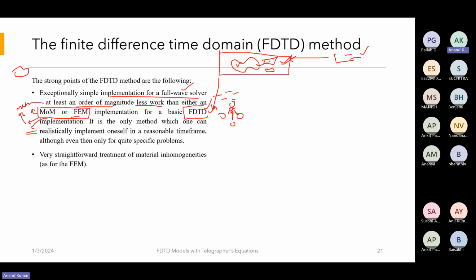Like the finite element method, FDTD has very straightforward treatment of inhomogeneities, because since you are discretizing the entire space, each particular inhomogeneity will be encapsulated in that particular element, and that element will get the epsilon and mu values, and you're good to go.